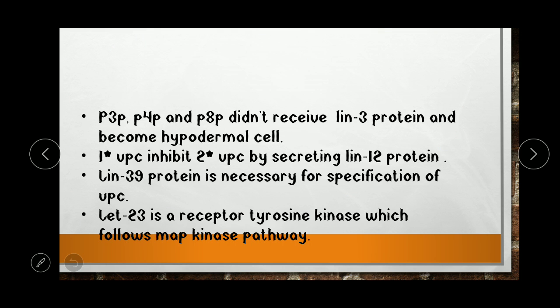So what happens? P3.p, P4.p and P8.p did not receive any lin-3 protein signal and they will become the hypodermal cell, or they will form the tertiary vulval lineage. Then the 1 degree VPC inhibits the 2 degree VPC, that is the primary VPC inhibits the secondary VPC by secreting lin-12 protein. So lin-12 protein causes the lateral inhibition.